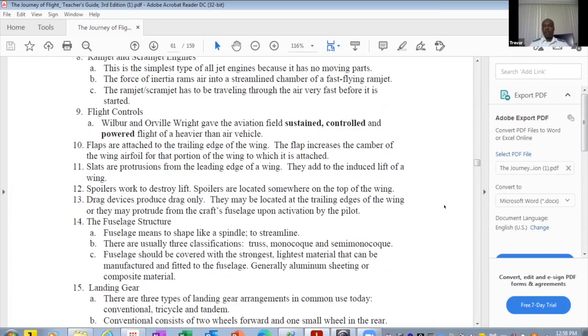And then you have spoilers that are inboard and spoilers that are outboard. And at high speeds, the spoilers that are outboard are shut down because you don't want to twist the wings and break them off at high speed. So the inboard spoilers are used, but at low speed, both of them are used, inboard and outboard. So they are located on top of the airfoil, on top of the wing.